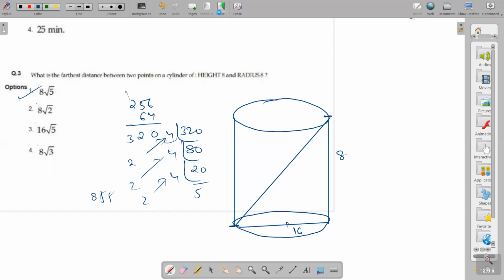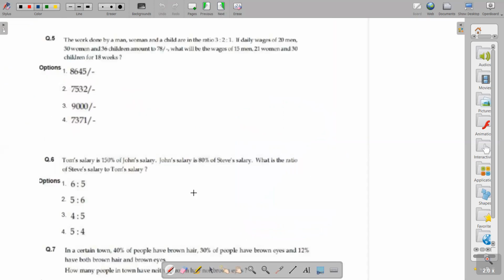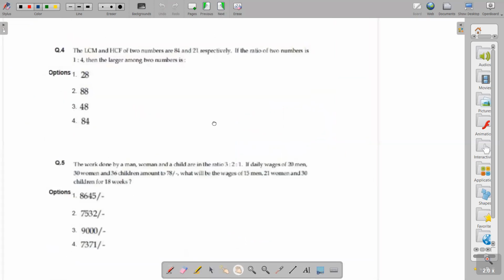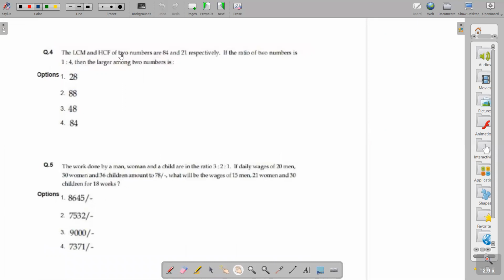Moving ahead. The LCM and HCF of two numbers are 84 and 21. If the ratio of the two numbers is 1:4, then the larger number will be? We have to find the larger number.